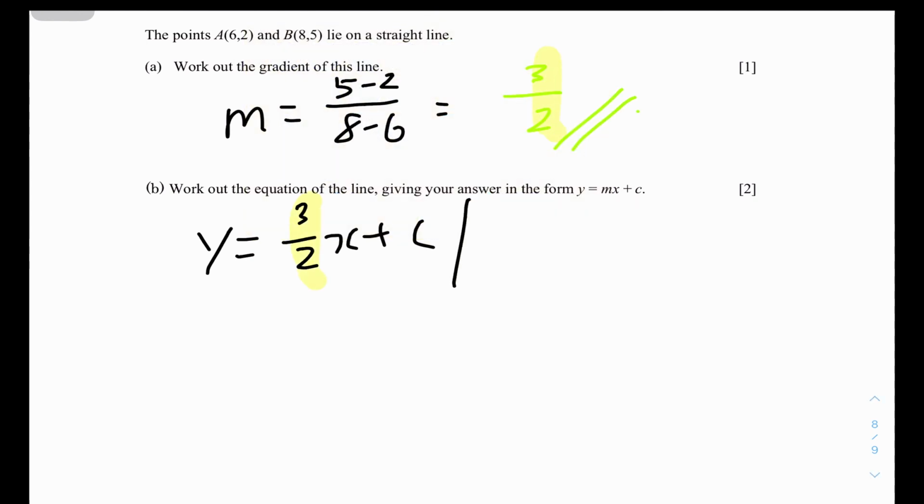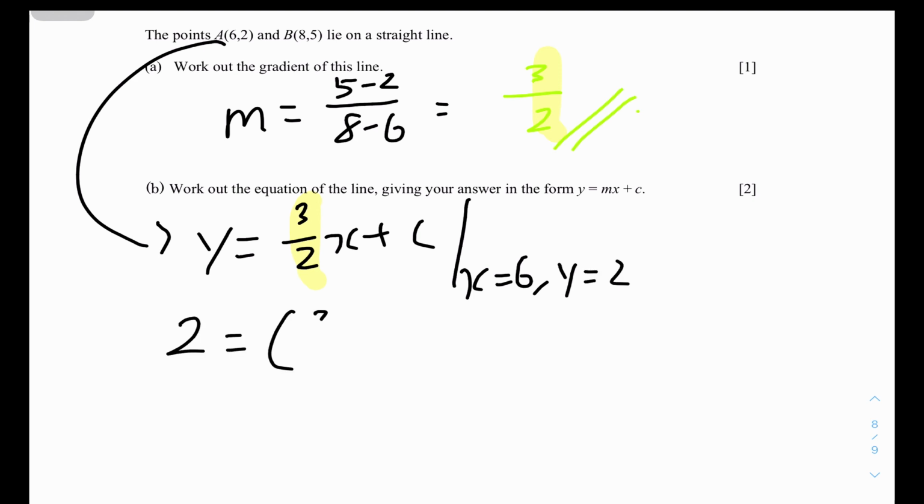So we can use one of the points, and I'll choose to use A. So A is when x equals 6 and y is 2. So it'll be 2 equals 3 over 2 times 6 plus c. 3 over 2 times 6 will be 3 times 6, 18. 18 divided by 2 will be 9. So 2 equals 9 plus c.